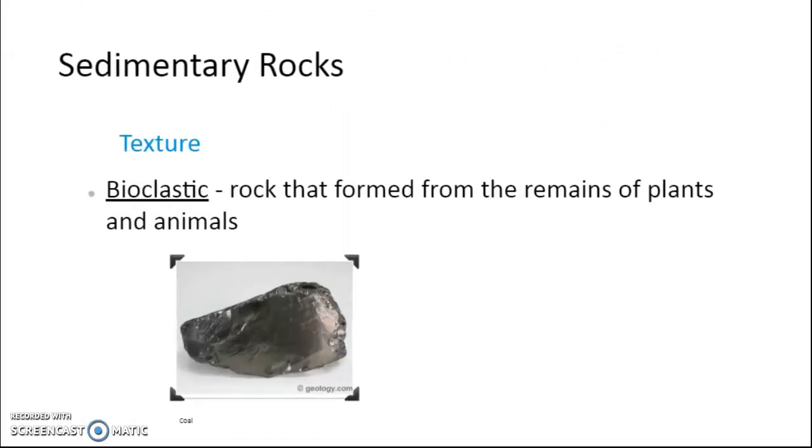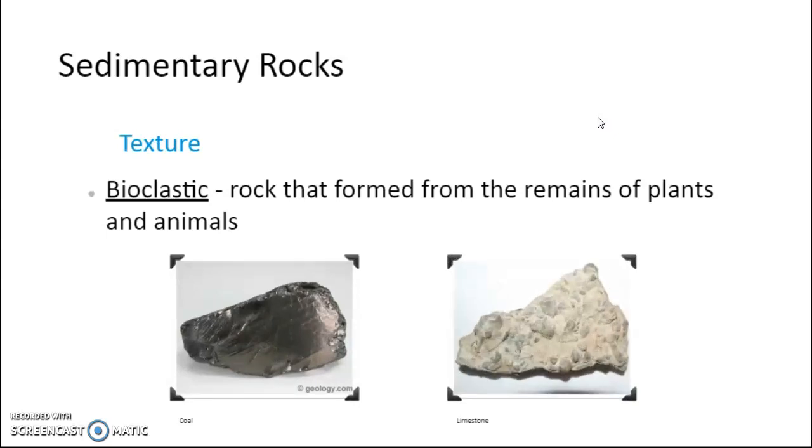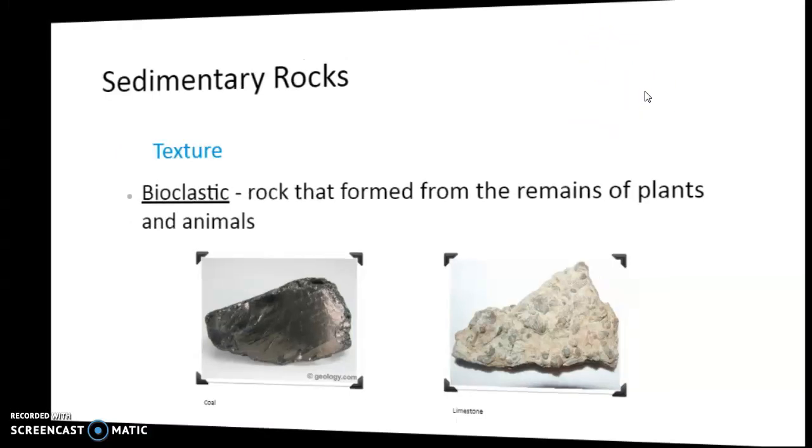Another type is called bioclastic. And I know we talked about how minerals have to be inorganic, but rocks don't necessarily have to. And so a bioclastic rock is a rock that forms from the remains of plants and animals, similar to coal being pressed down over thousands and millions of years to give us the fossil fuel that we use, and limestone as well. Limestone is formed from the remains of different plants and animals, the calcium carbonate that they leave behind.